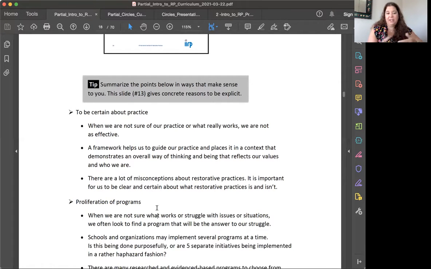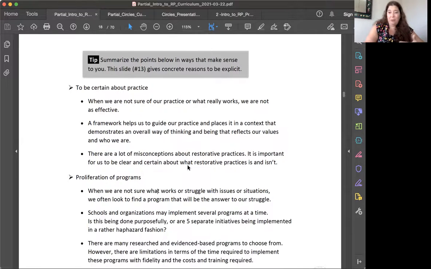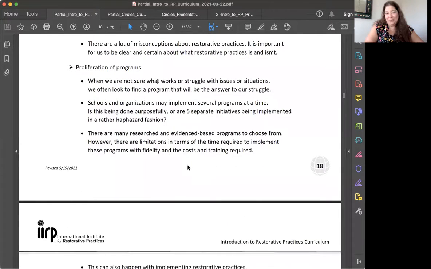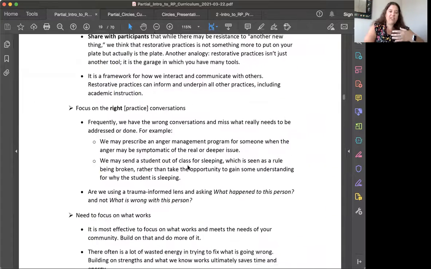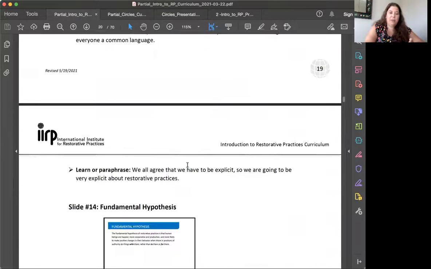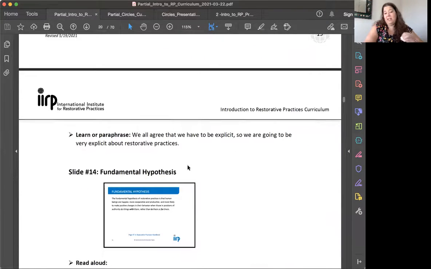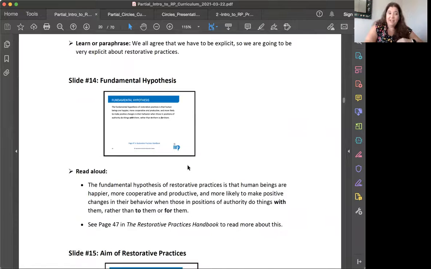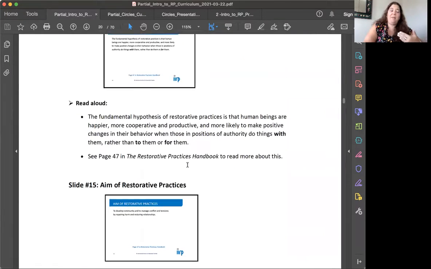So let's use PBIS for an example. If you're implementing PBIS and you're implementing restorative practices, there are some really clear similarities there, and if you help folks connect the dots, it doesn't feel like one more thing. It's also important to have those conversations about where things differ a little bit, so that we can be certain about our practice, right? And know what to do when we're doing it. So really this whole section just gets us to the point where we can start to be really clear and explicit about restorative practices.